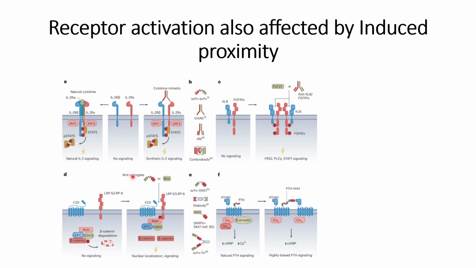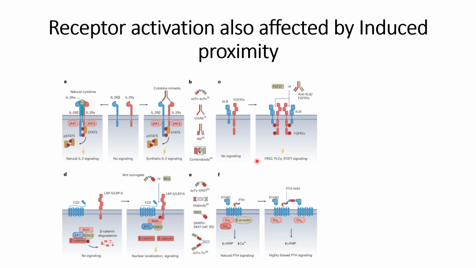So in panel E, different kinds of WNT surrogates that have been developed are shown: SCFV, DKK1, diabodies, DARPin, DKK1, SCFV, FCs. These are some of the WNT surrogates that can be used for this intracellular processing, that is, activating beta catenin or preventing beta catenin degradation.